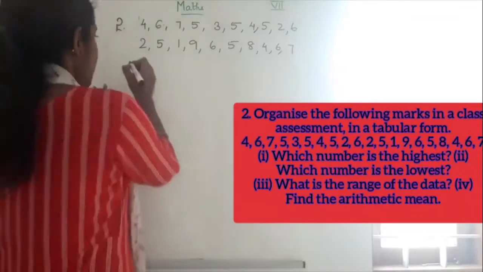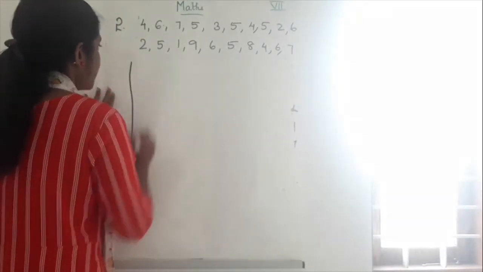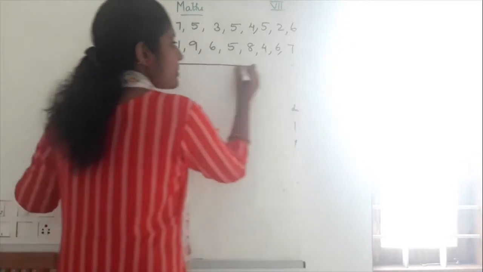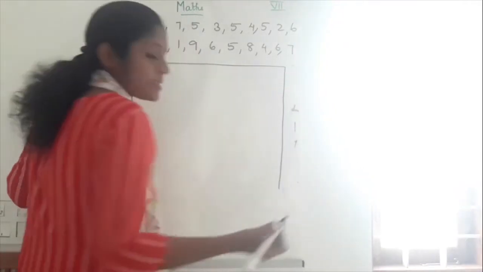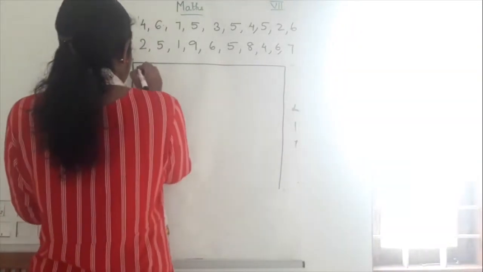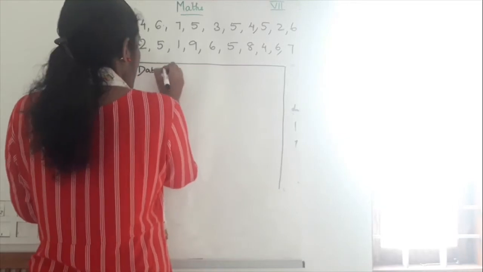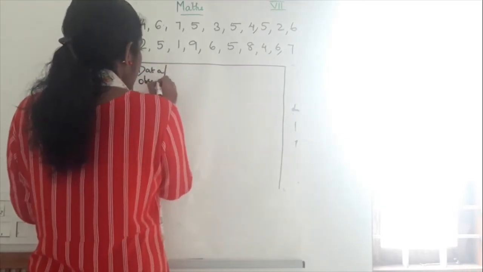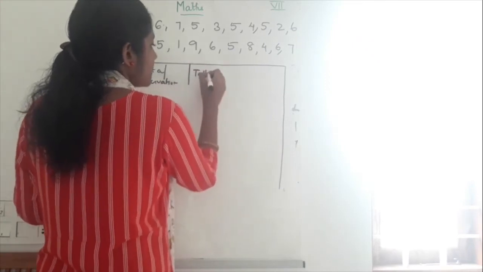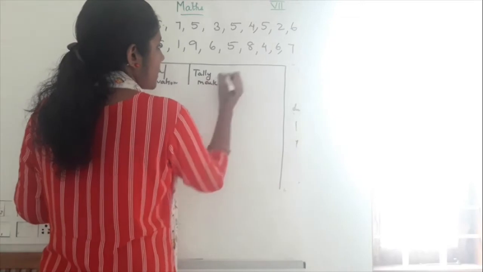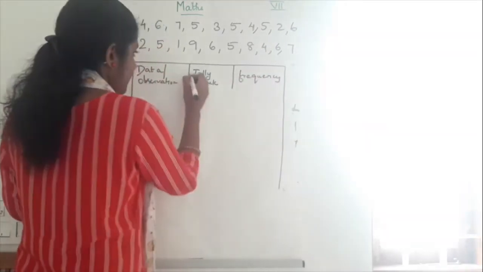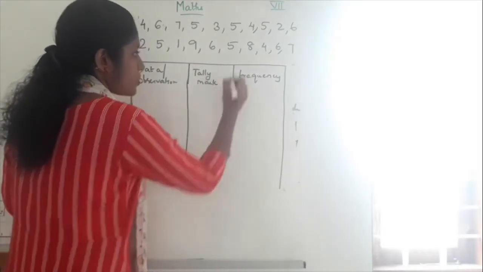How will you arrange it in tabular form? Draw a table. When you draw the table, draw with scale. Okay, take out your scale and draw it neatly. Then you have to write the data or observation. You can write here observation, then tally mark, then frequency. Like this you have to arrange.